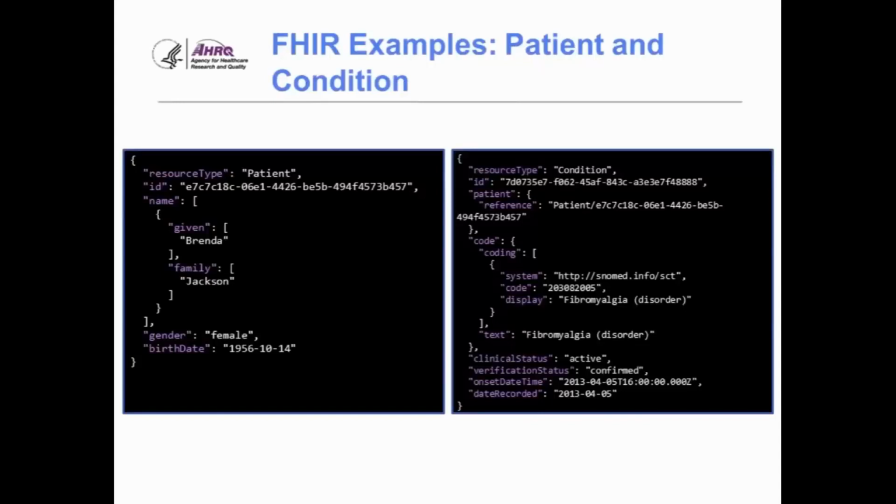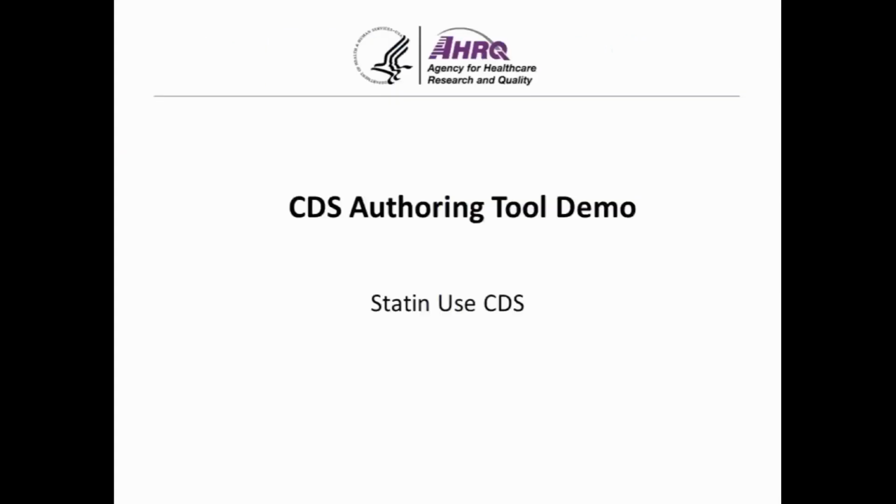On the right-hand side, we have an example of what a problem might look like on a problem list. It uses the FHIR resource type called condition. And this specific problem is fibromyalgia. So that gives you an idea of what the data looks like that would be fed into the clinical decision support logic that is expressed using CQL.